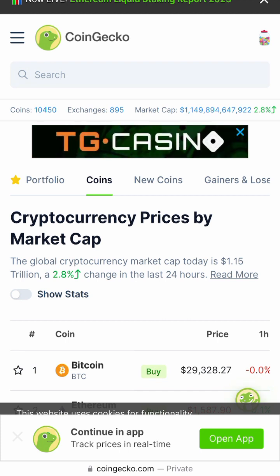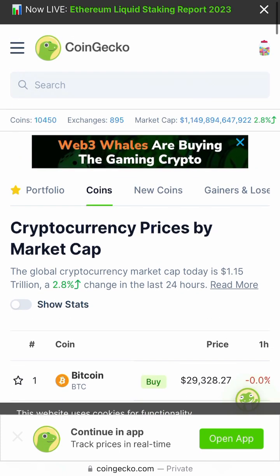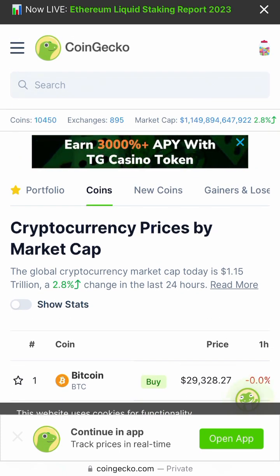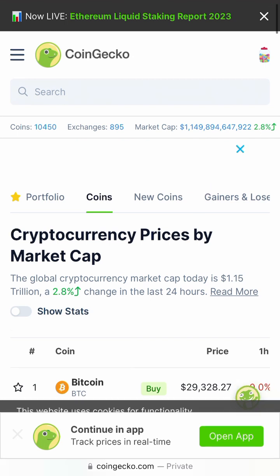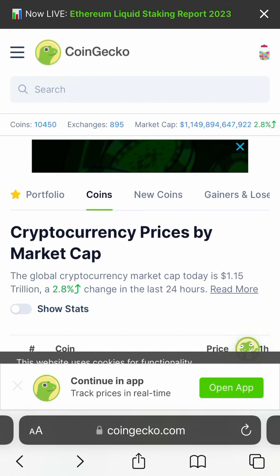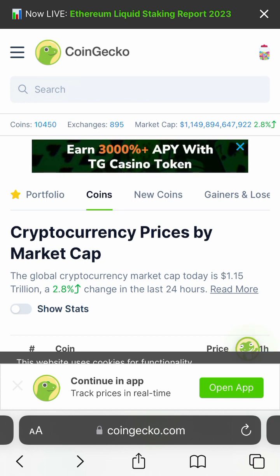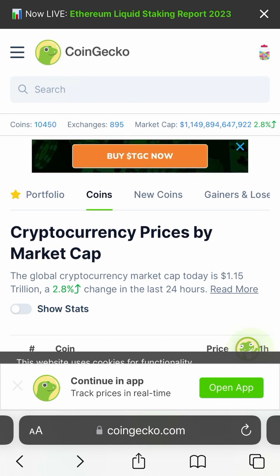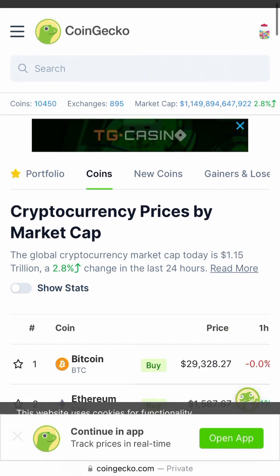Okay, and also, I want to sound this: this is not financial advice. This is what I am doing, what I've researched, and what I've taught so many other persons, and they have had some results. So that's why I'm telling it to you. You are encouraged to do your own research also.